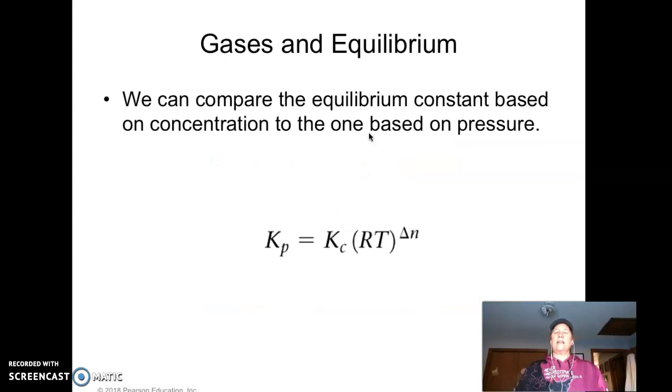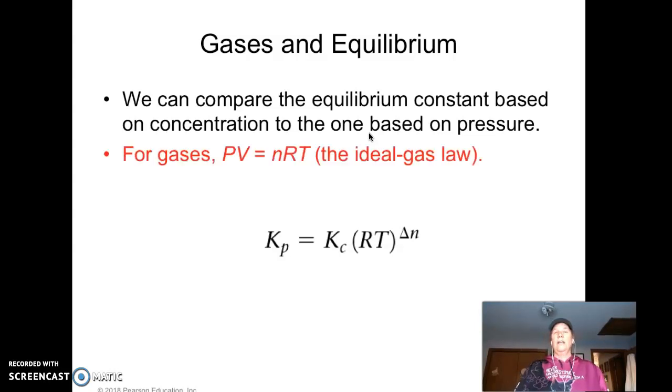This is the constant when we add pressure into it, because remember, we're working with gases. So we can compare the equilibrium constant based on concentration, and then we can do one based on pressure as well. Because if you change the pressure, you're going to change things. For gases, if you remember back to last semester, the ideal gas law is pressure times volume equals n, the number of moles, times R, the gas constant, 0.0821, times temperature. If we manipulate this formula, this is what it equals.